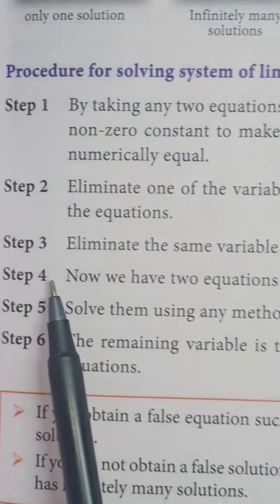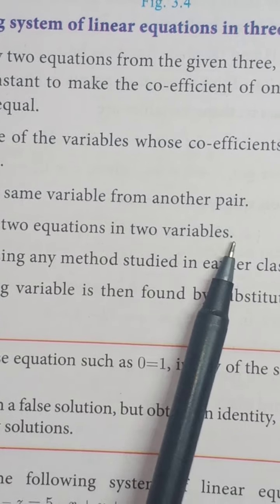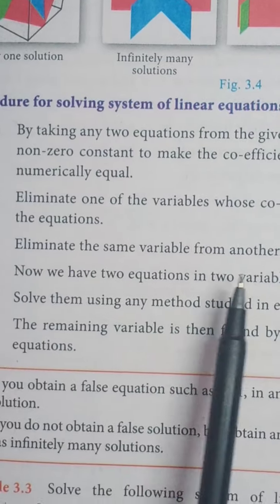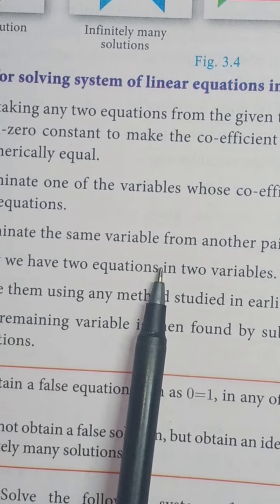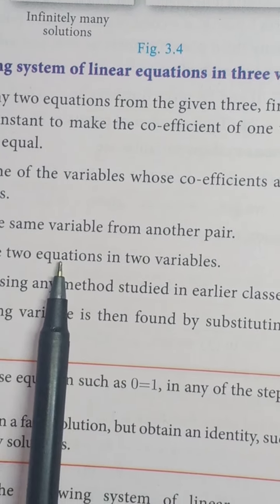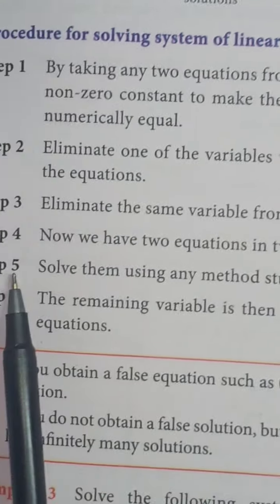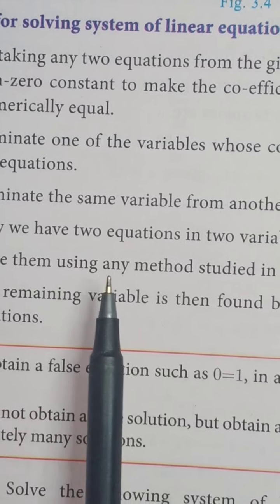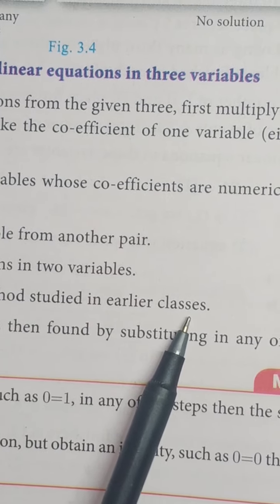And step number 4. Now we have only two equations in two variables, because already we have eliminated one variable, so only two variables left. So therefore we have only two equations left. So three equations been reduced to two equations after eliminating one variable. Step number 5. Solve the two equations using any method studied in earlier classes.